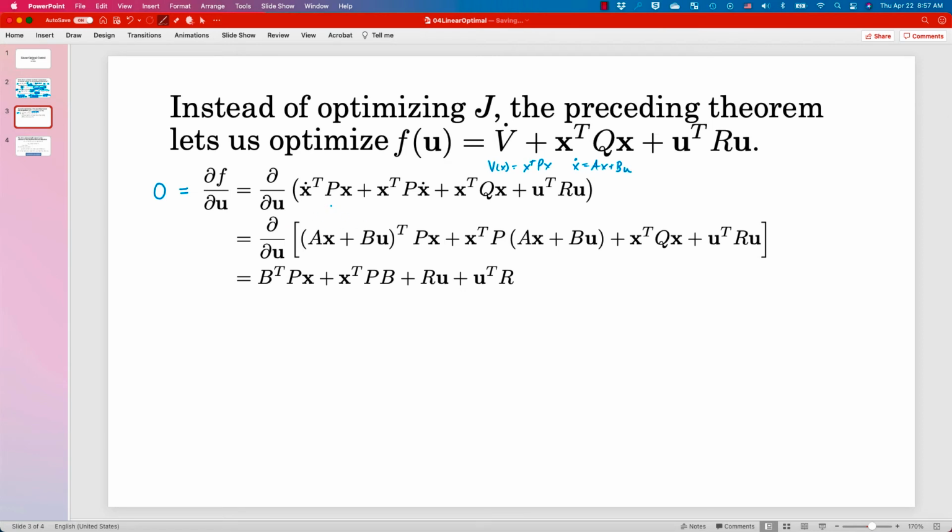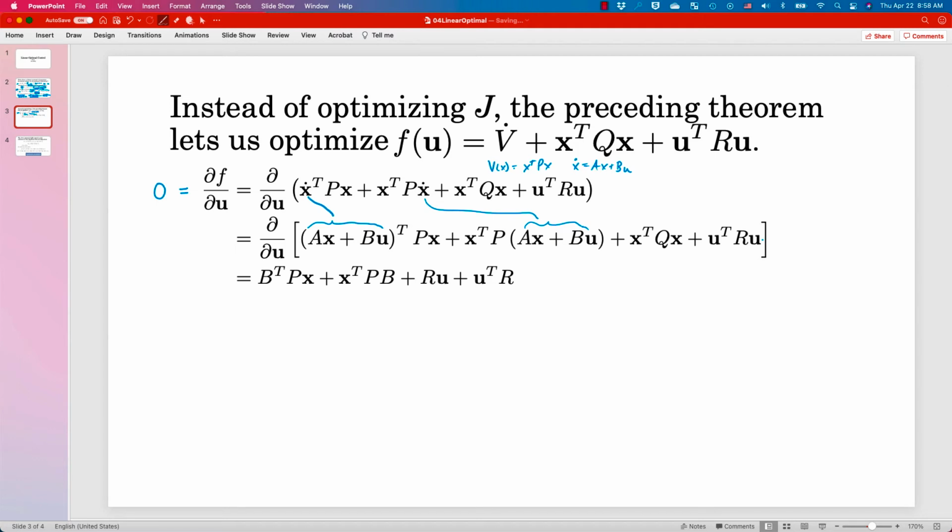So if I differentiate V with respect to time, chain rule tells me I get x dot transpose Px plus x transpose P x dot, and the other two terms are carried down directly. Then I'm going to sub in for x dot. This is my state evolution here. And the other two terms are carried down directly as well.